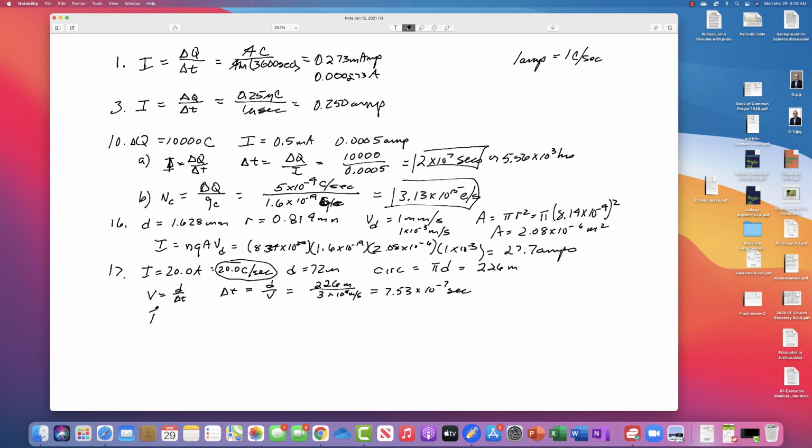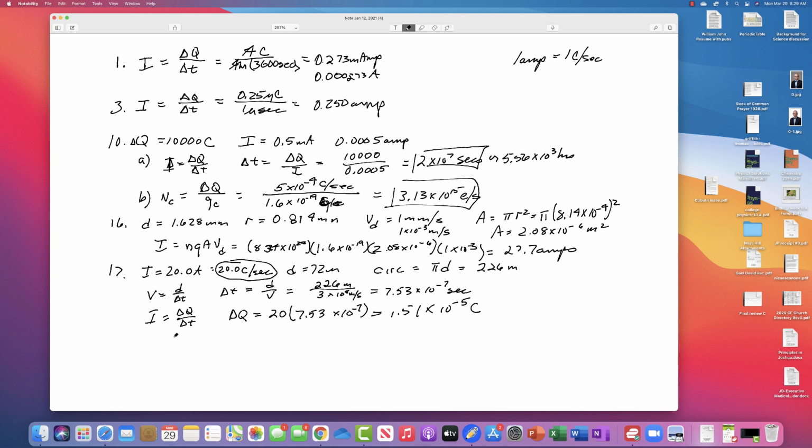So now you know that I is equal to the change in charge divided by the change in time. So in order to find the change in charge, which is how we're going to figure out how many electrons are in here, you take I, which is 20, times the time, which is 7.53 times 10 to the minus 7. And that tells you that the total charge is 1.51 times 10 to the minus 5, excuse me, coulombs.